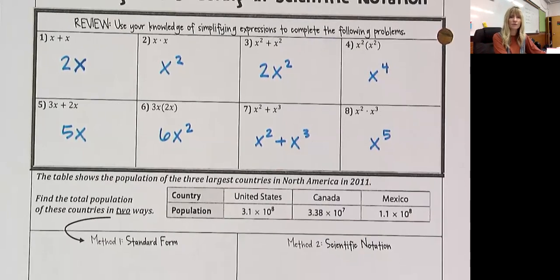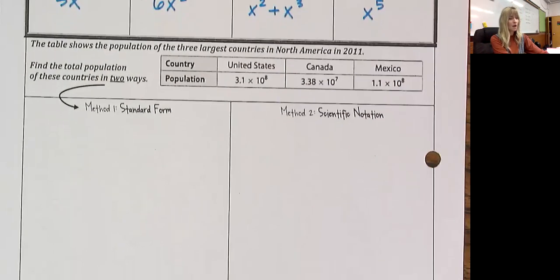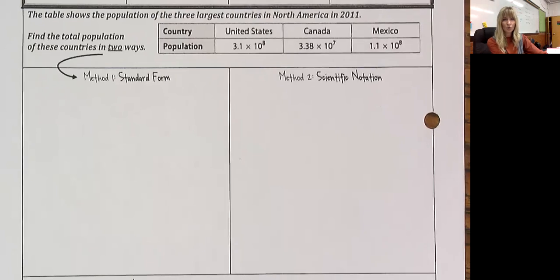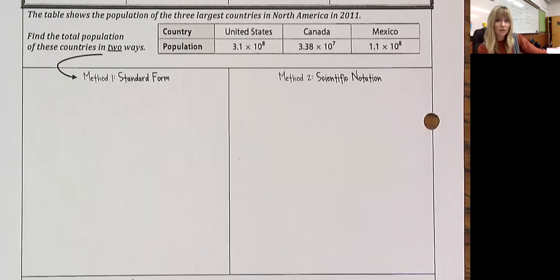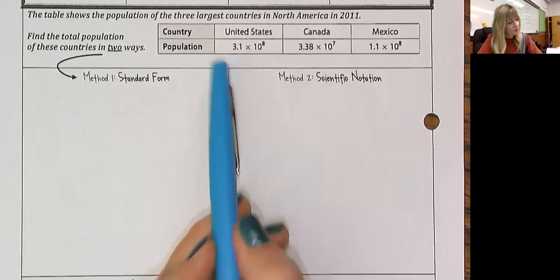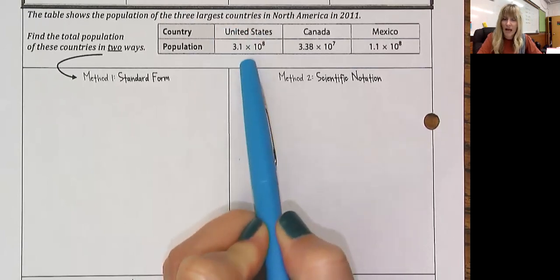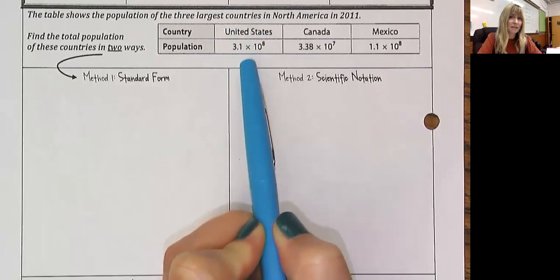Let's see how that applies to what we have been doing. All right, check this out. The table shows the population of the 3 largest countries in North America in 2011. So this has probably changed now because we're almost a decade later. But the United States in 2011 had a population of 3.1 times 10 to the 8th.